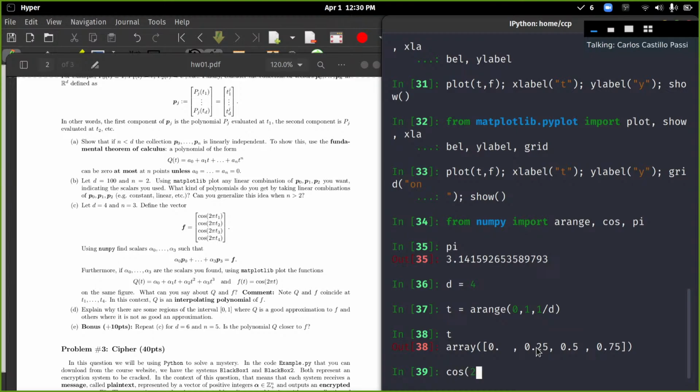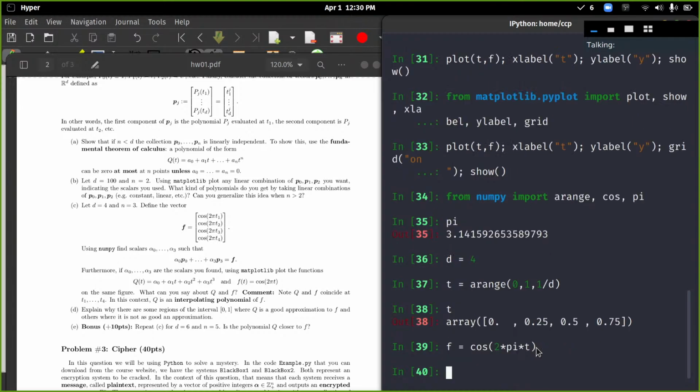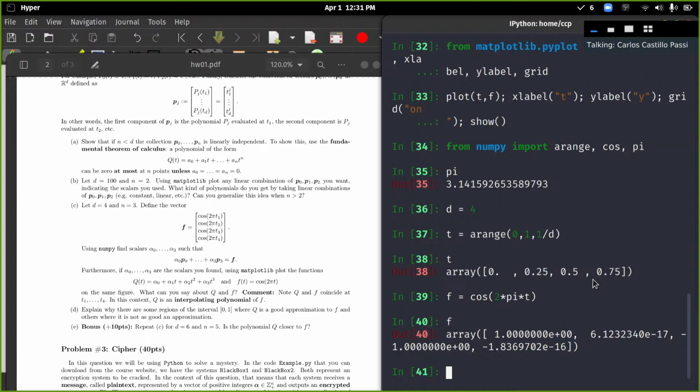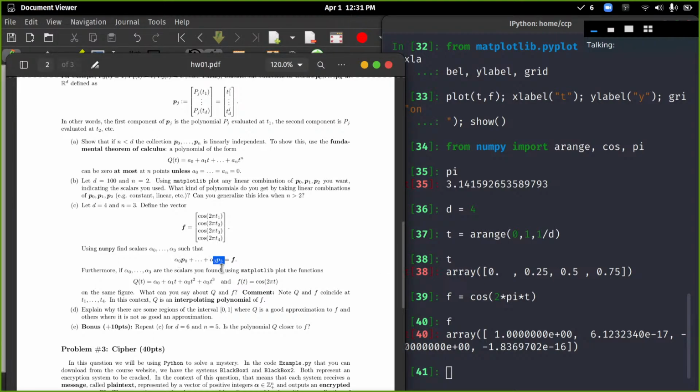And the vector f is equal to the cosine of 2 pi times t. And then you have the vector f. So f is this: 1, 0, 1, 0. That's it. And you need to find a linear combination with the polynomials until the third degree, so you can represent f.